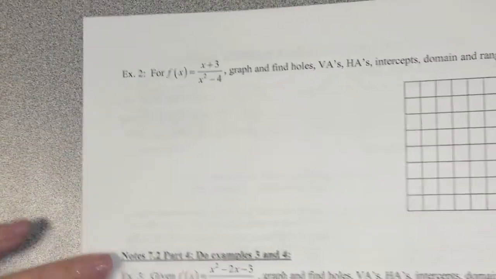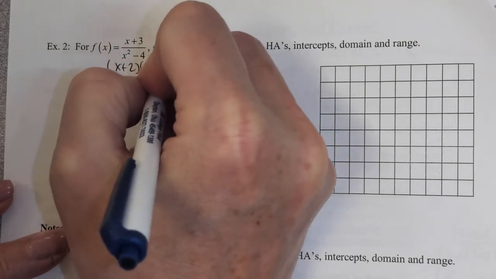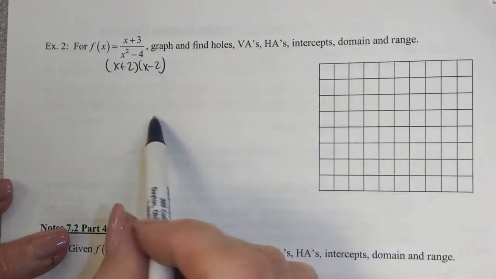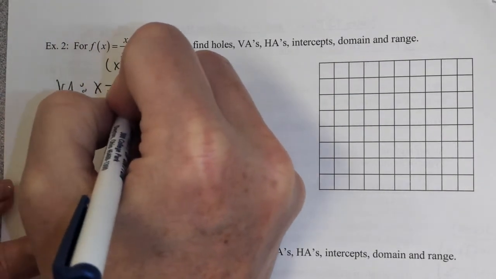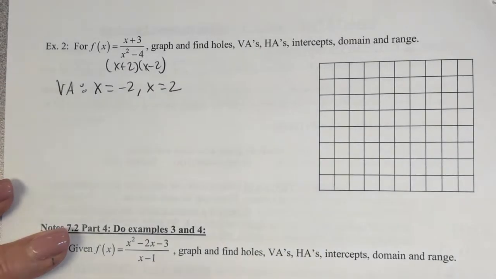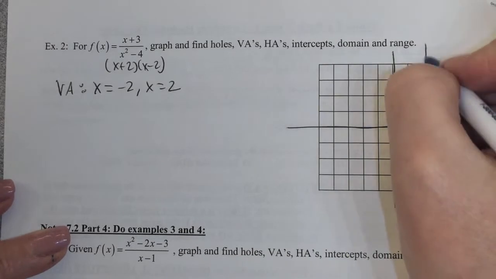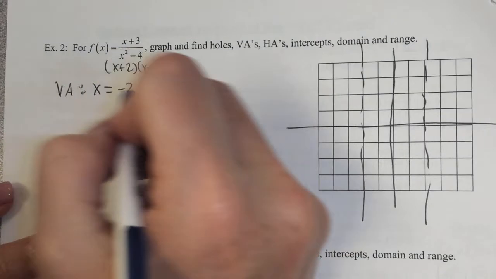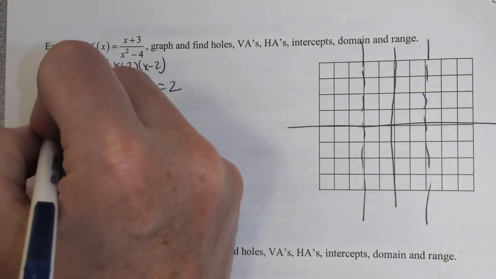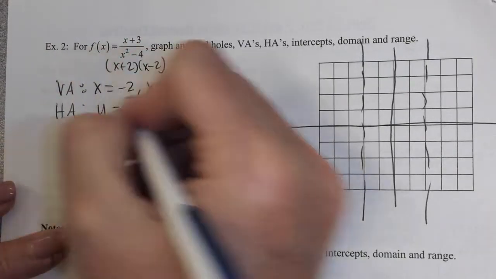All right, let's do one more. Okay, same kind of thing, factor. Okay, graph, vertical asymptotes, whole shebang. So vertical asymptotes here are going to be at negative 2 and positive 2. Nothing's going to cancel. Okay, so I'm going to find my intercepts. Let's do horizontal asymptote. Degrees higher on bottom, that's going to be y equals 0.